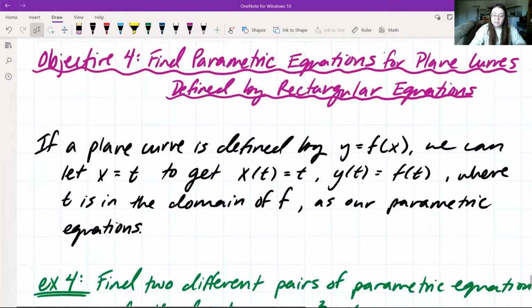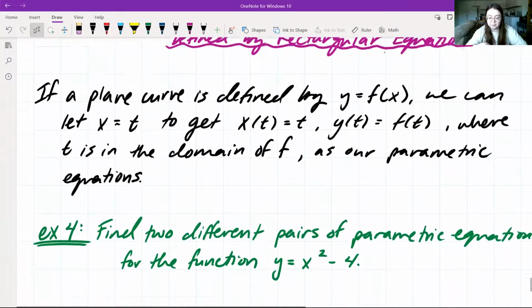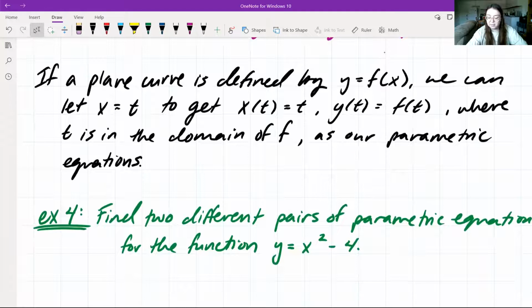All right. Now our last objective, objective 4, find parametric equations for plane curves defined by rectangular equations. So if a plane curve is defined by y is equal to f of x, we can let x equal to t and get that x of t is equal to t, such that y of t is now equal to f of t, where t is in the domain of f, as our parametric equations.